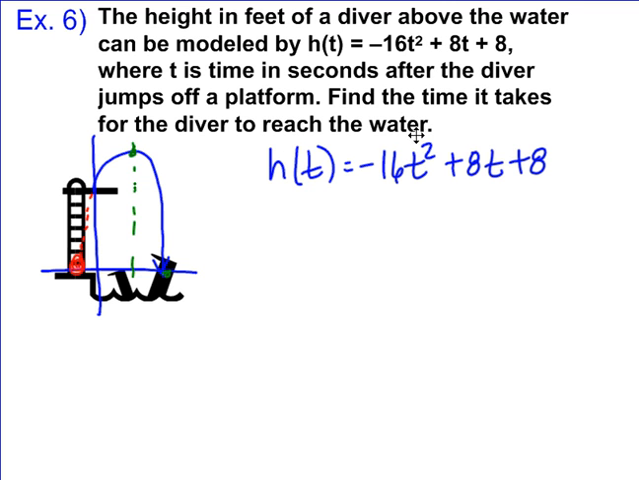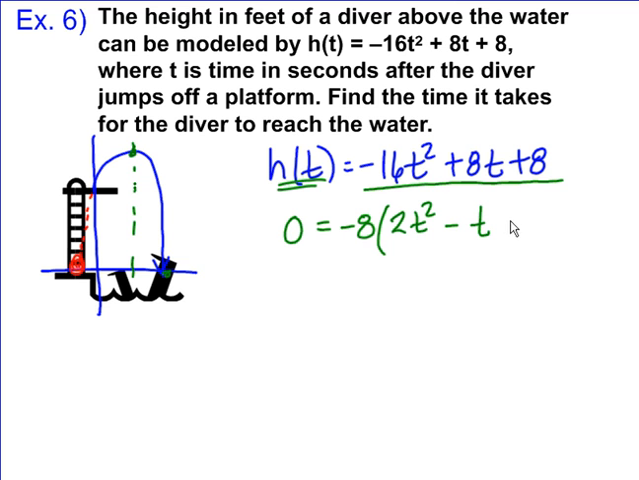So since we want the time it takes for the diver to reach the water, that height's going to be 0. And what we're going to do is take a look at this side and say, what's our greatest common factor? Hopefully we realize it's 8, and I want to factor out a negative 8 because I don't like that first term to be negative. So that's going to leave behind 2t squared minus t minus 1. If we multiply, that'll get us back to where we were.